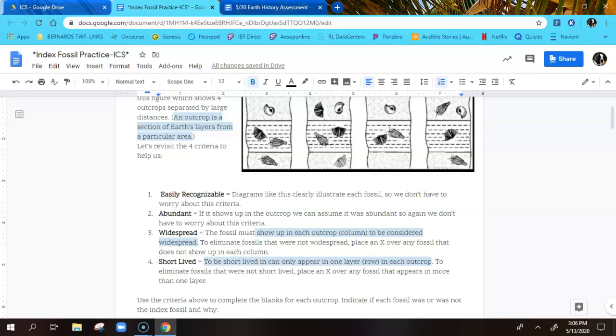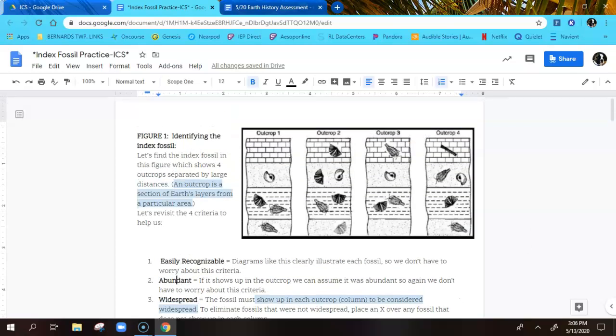So by widespread, we just mean that the fossil has to show up in each outcrop. So meaning, does the fossil exist in this outcrop? Does the fossil exist in this outcrop? So on and so forth for outcrops 3 and 4.